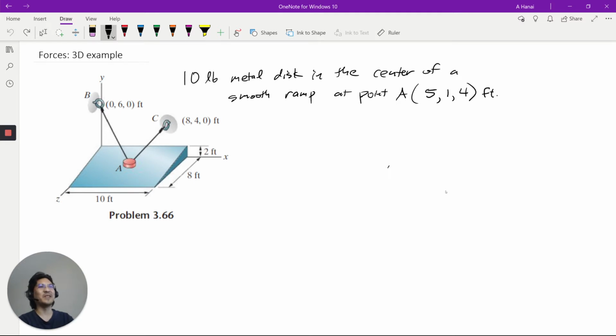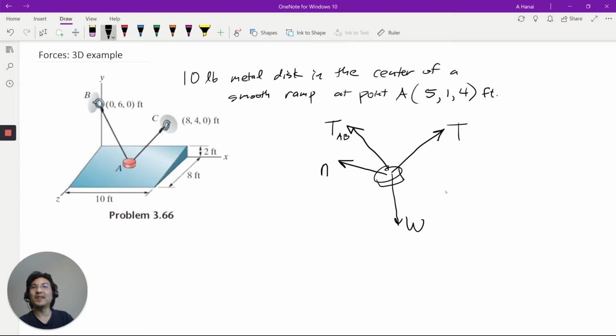But this time it's 3D, right? So we have this little disc, and then there's this cable over here, this cable over here, and then the disc is 10 pounds, so there's some weight, and then it's 3D. There's some normal force, normal to the ramp in 3D, normal force. I'll call this tension in cable AB, tension in cable AC. Okay, so here's our 3D free body diagram.